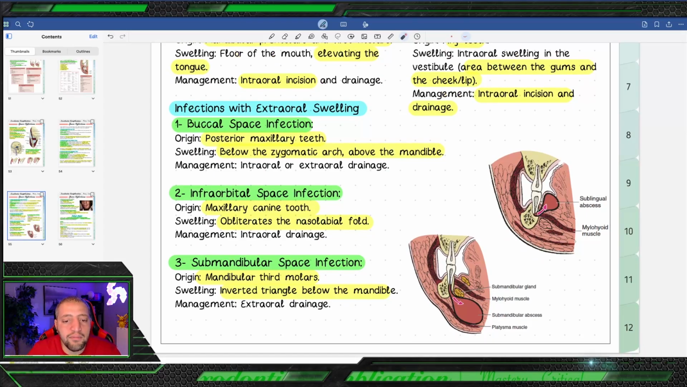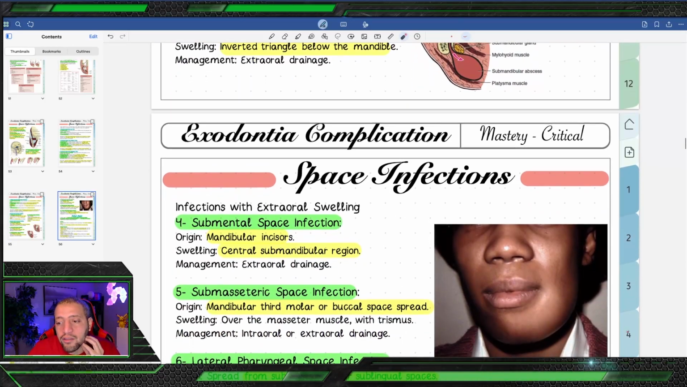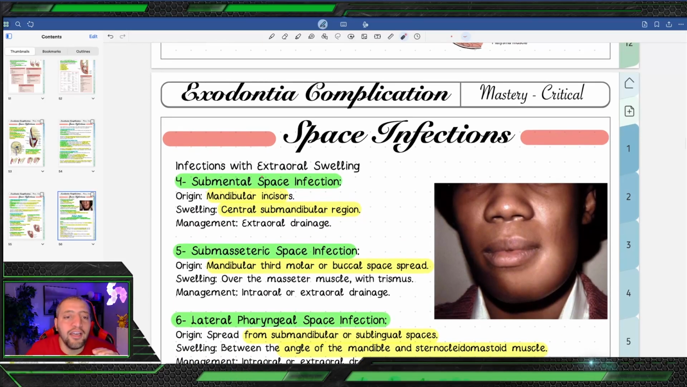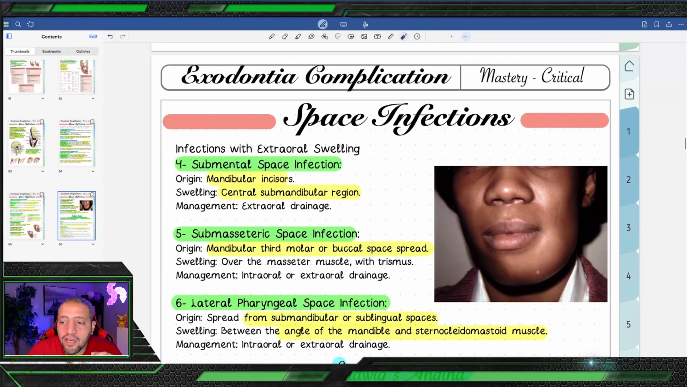Submandibular space infection, from mandibular third molar, an inverted triangle below the mandible, coming here and might lead to swelling at the angle of the mandible, like this one. You see this one? I don't know, once I see this picture, I remember Michael Jackson. Anyway, submental space infection comes from the mandibular incisor, the central submandibular region. So this is space infection.